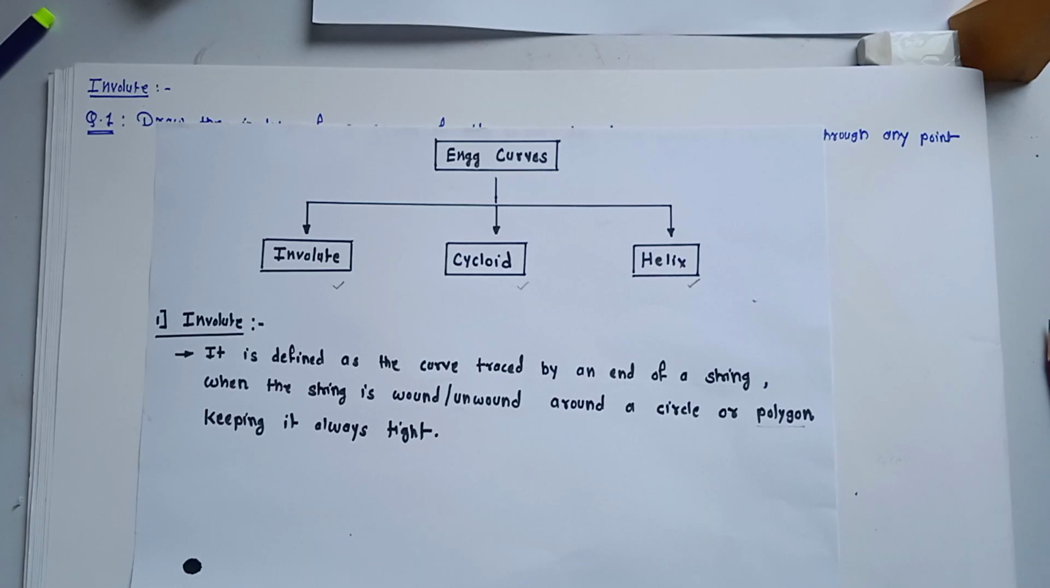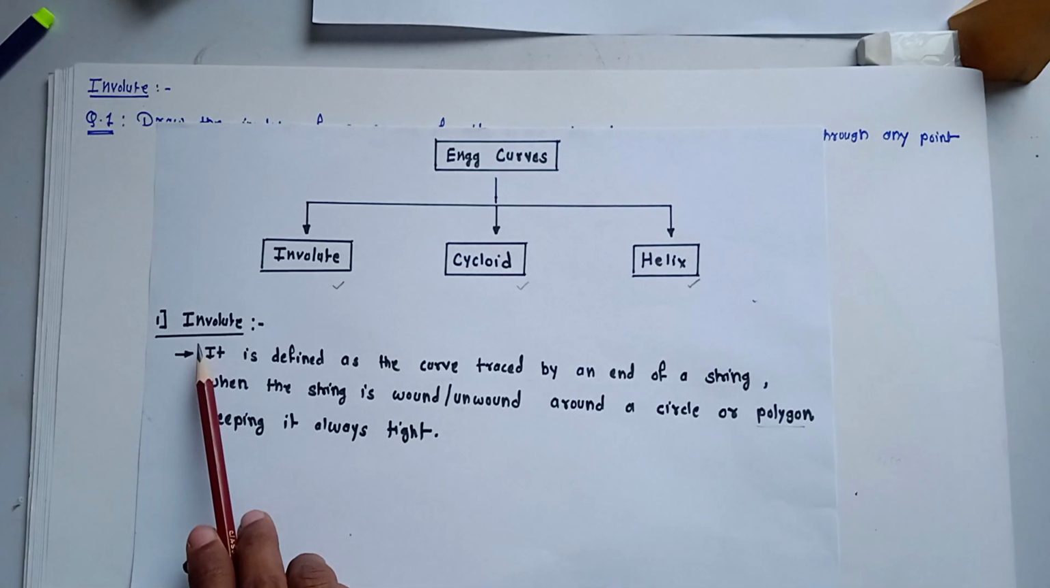In the first year syllabus, we have three basic types of curves. The first one is the involute, second is the cycloid, and third is the helix. So we will discuss all three types of curves one by one. So refer to the first curve, which is the involute.